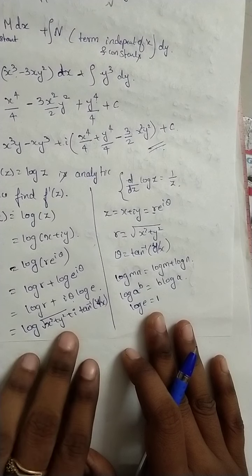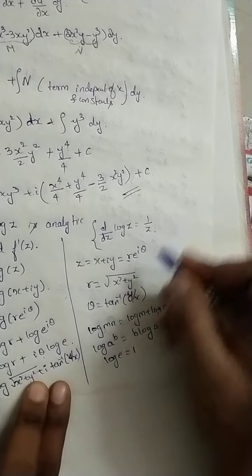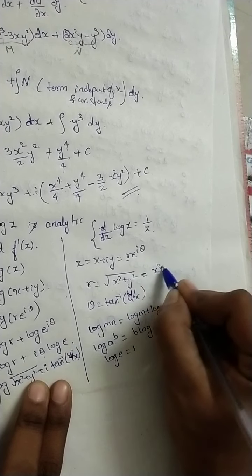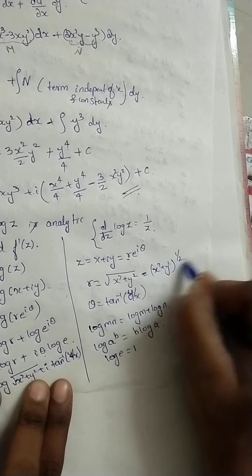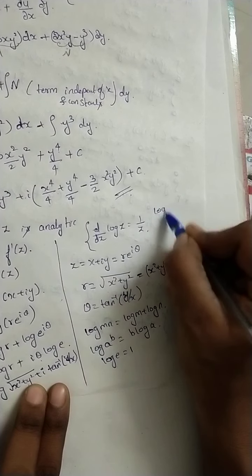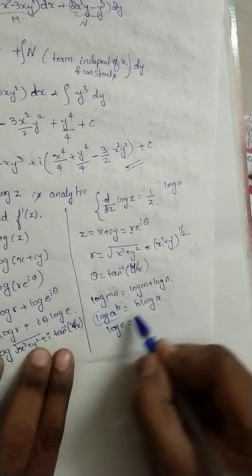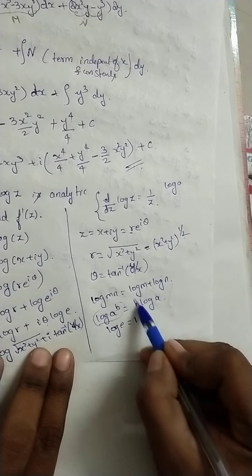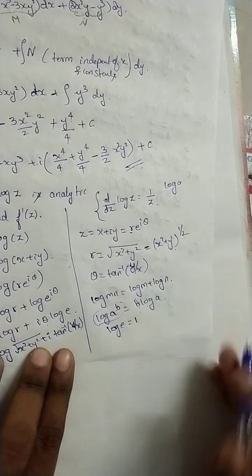So one more formula we have to use here. We can write root as (x square plus y square) whole to the power 1 by 2. Now log a power b, so this formula again we have to take. So half we have to write here on log of x square plus y square. That I will write in the next slide.